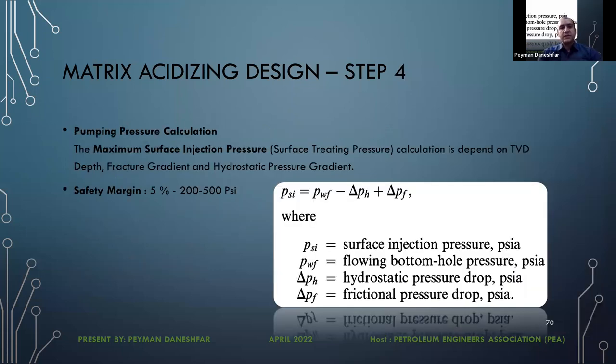And another stage, as step four, is the pumping pressure calculation. Again, remember, pumping pressure calculation. If we exceed the fracture pressure, we do a fracture, maybe a bad job. If we want to do a matrix acidizing, we don't need to exceed the fracture pressure. The maximum surface injection pressure depends on the true vertical depth, fracture gradient, and hydrostatic pressure gradient. And the safety margin is 5% or 200 to 500 PSI.